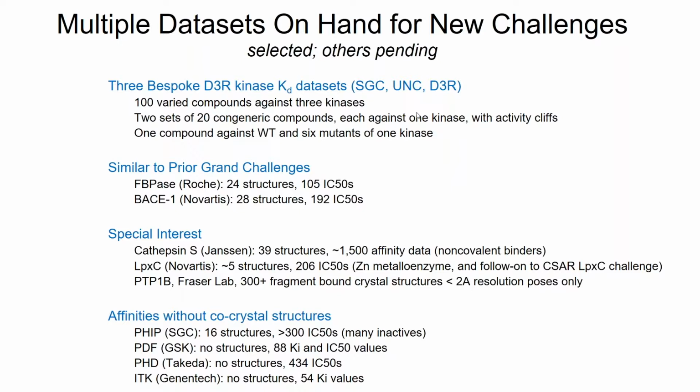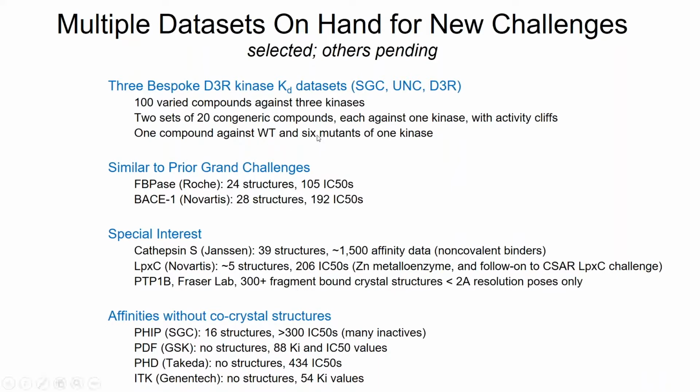And then there's some sets that are in some ways of special interest. There's a cathepsin S set from Janssen, which has an enormous number of affinity data and may be of interest to cathepsin gurus because these are non-covalent binders as opposed to covalent. There's a set that's essentially a follow-on to a CSAR data set of LPXC, so this is another chance to have a go at this enzyme, which is complicated by having a zinc. And then there's a set of fragment-bound crystal structures which we think are going to be forthcoming from the Fraser lab. And then there's some additional ones that I won't go into.